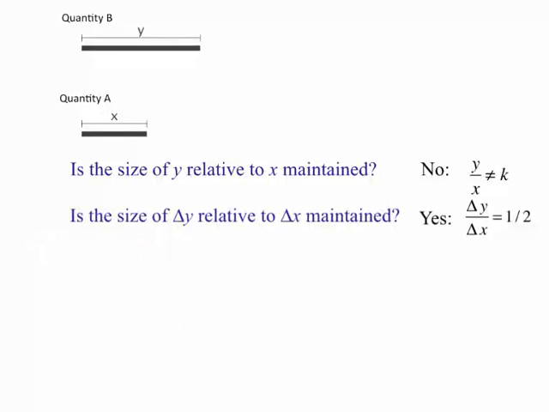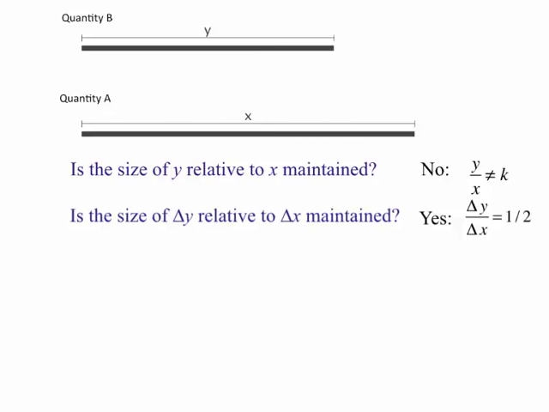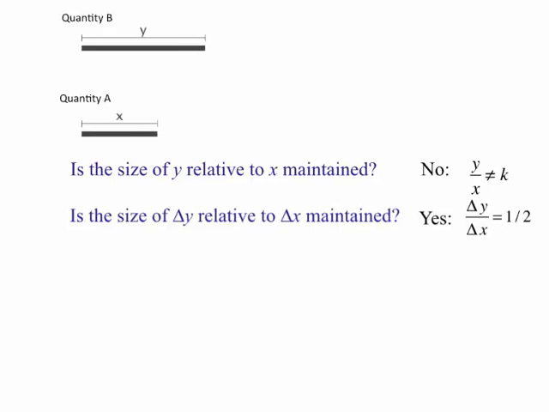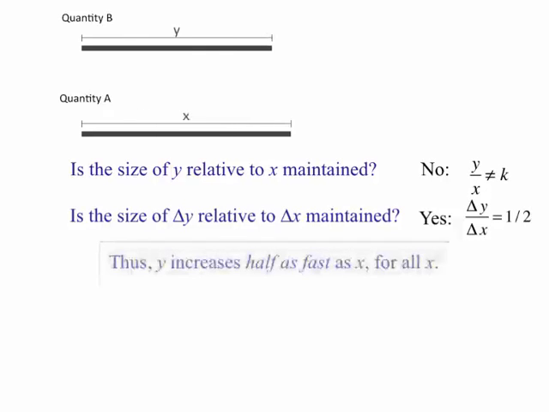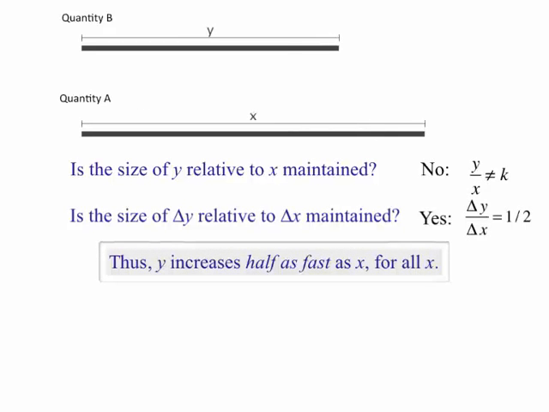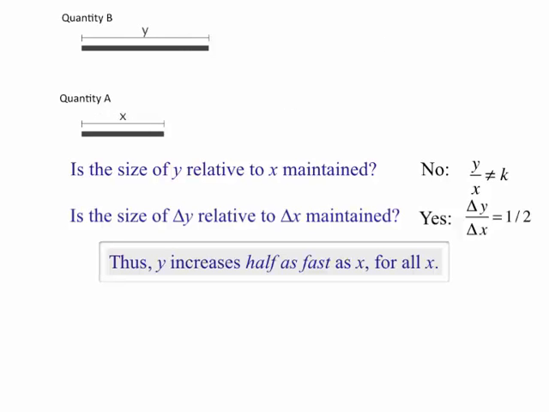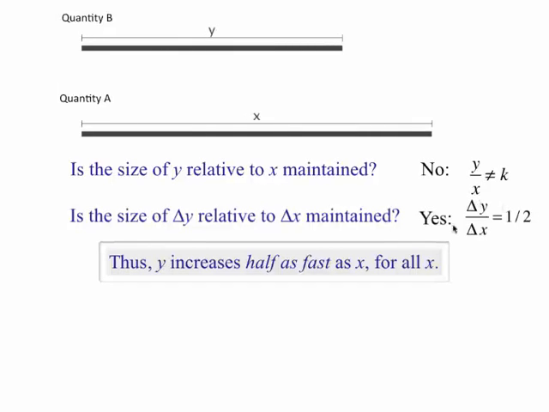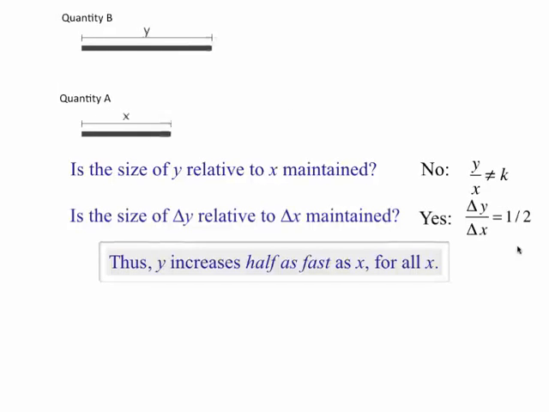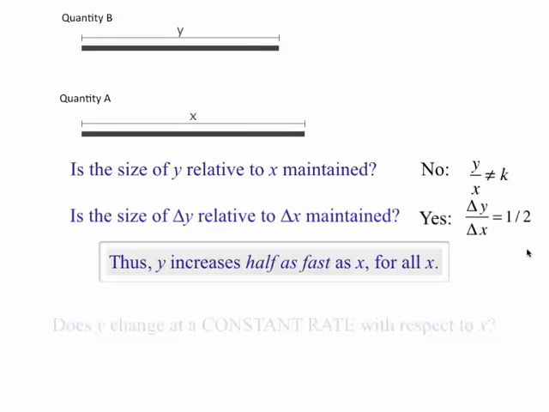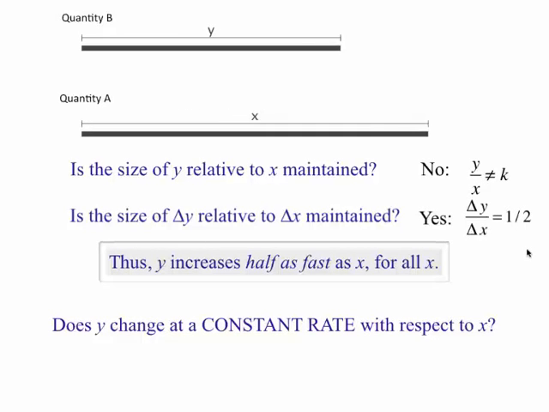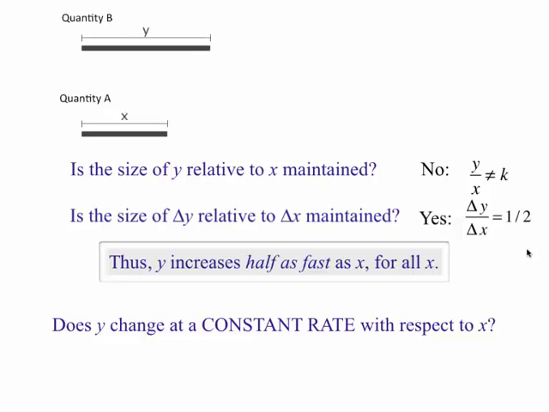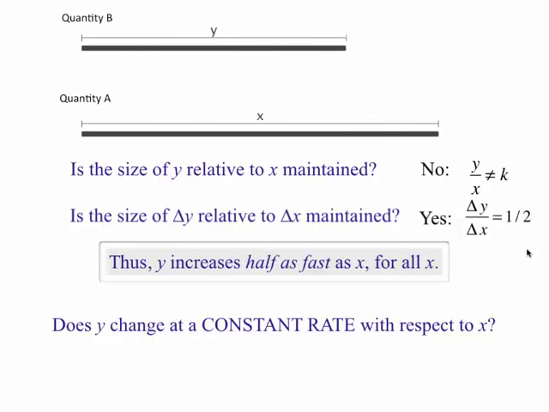So going back to that original thing, any given change in y relative to the corresponding change in x is 1/2. So would you buy this? Y is increasing half as fast as x. Y increases half as fast as x because delta y over delta x is always 1/2. True? Okay, so here's the $100,000 question. Is y changing at a constant rate with respect to x? No. Is y changing at a constant rate with respect to x?